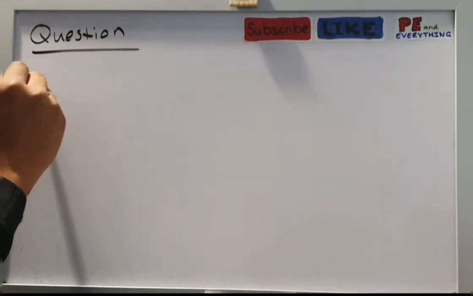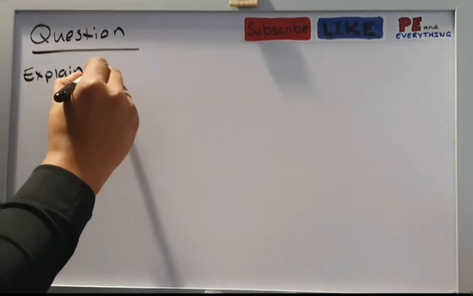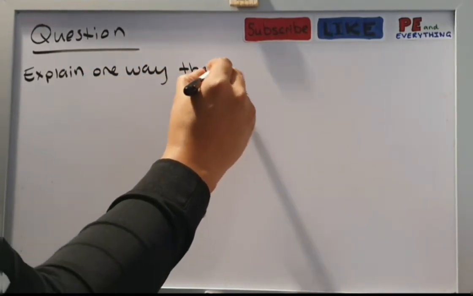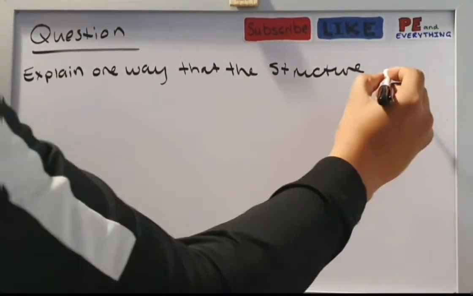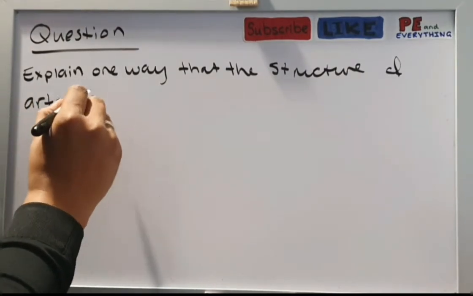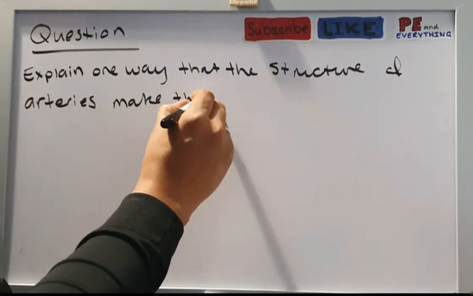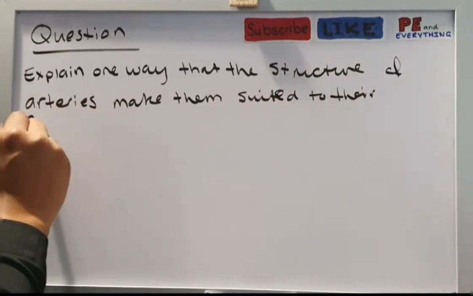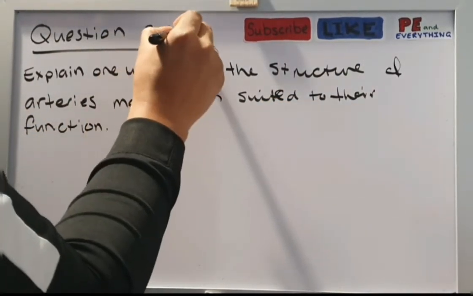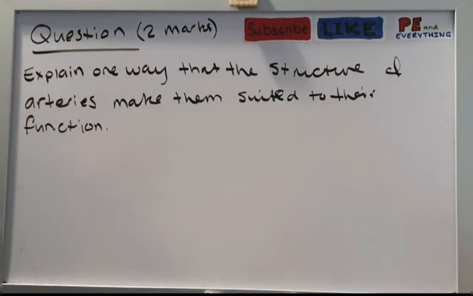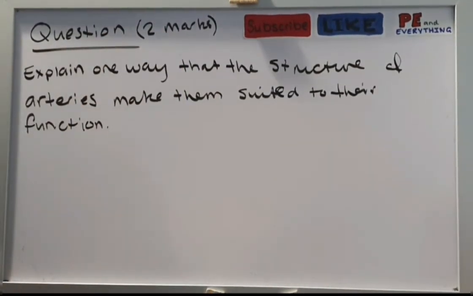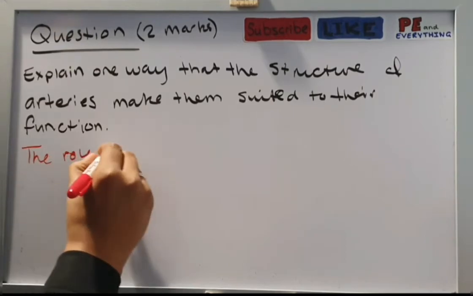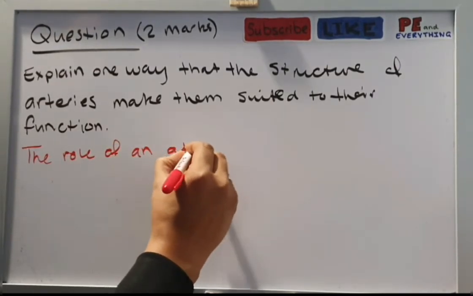So let's move on to a cheeky question. If you feel like you have gained the knowledge in this video, that's perfect. We can crack on with the question. If you feel that you need a bit more learning and time, go through the video again to enhance your learning. The question is a 2-mark question, and it states, explain one way that the structure of an artery makes it suited to its function.